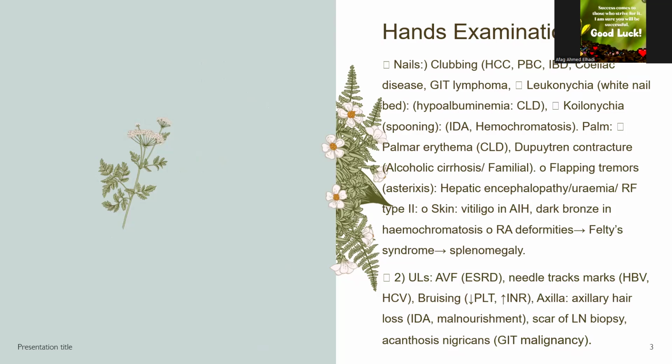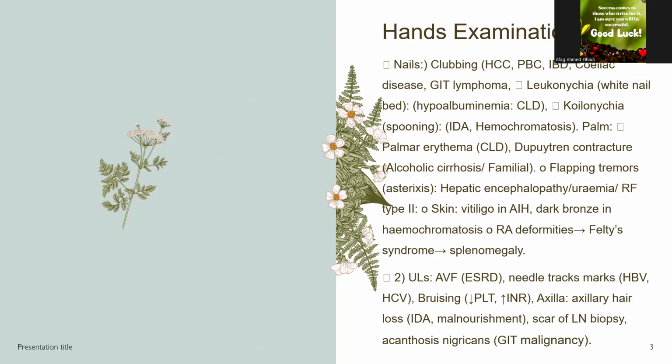And leukonychia, which is whitening of the nail beds, could be a sign of hypoalbuminemia, which is a sign of chronic liver disease and also of nephrotic syndrome. We also look in the nails for koilonychia, which is spooning of the nails, in iron deficiency anemia and hemochromatosis as well.